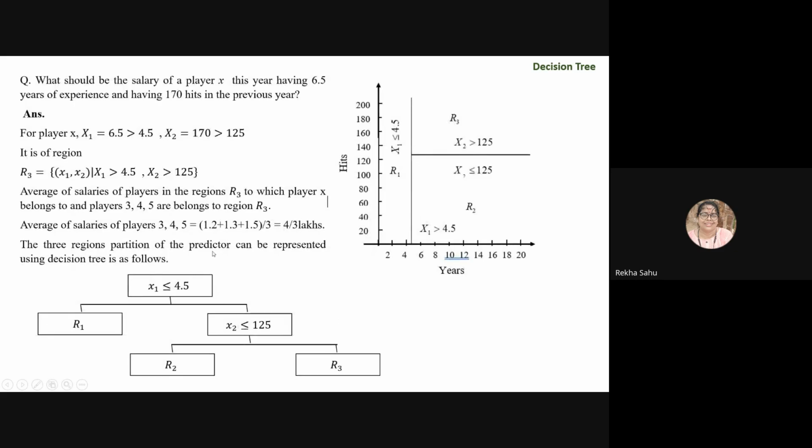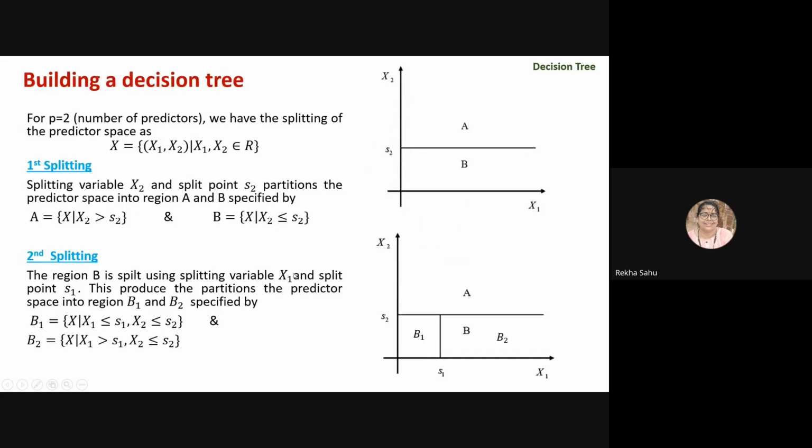Okay. In the region R3, you have 3 players, 3, 4, 5. What will be the salary for X1 is 6.5, X2 is 170, of region 3? You will add all the instances which belong to region 3 and divide by the number of players, that is divided by 3, that is 4 by 3 lakhs. So in this way, we can use the regression approach. Here you are predicting the salary.